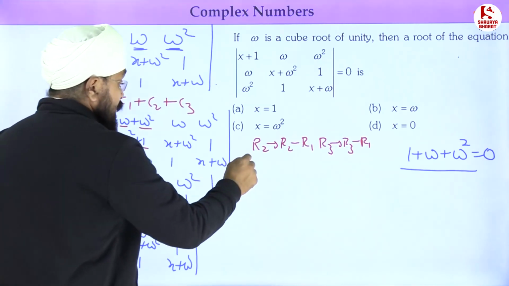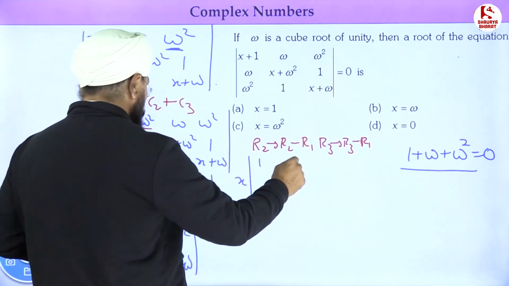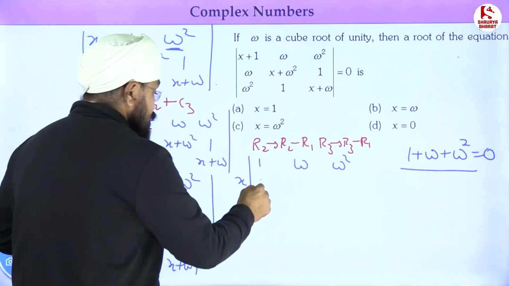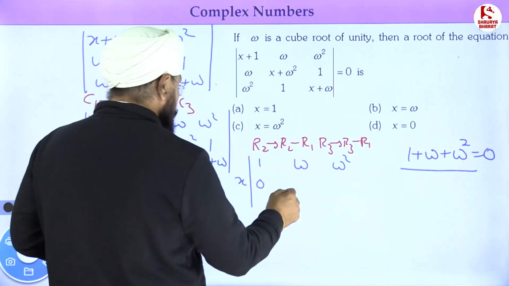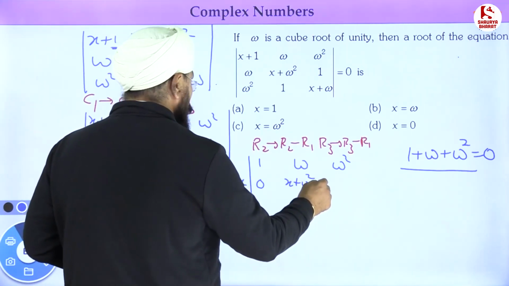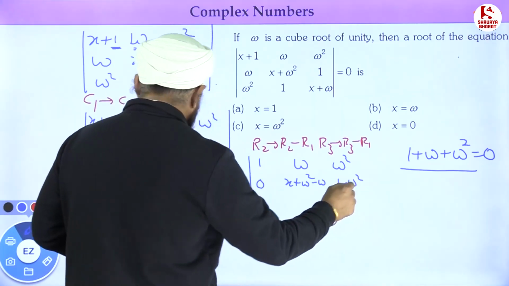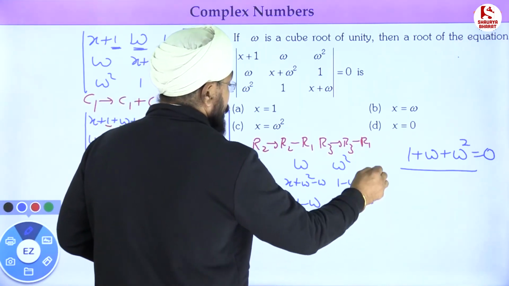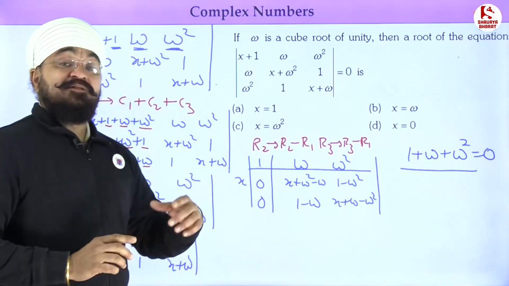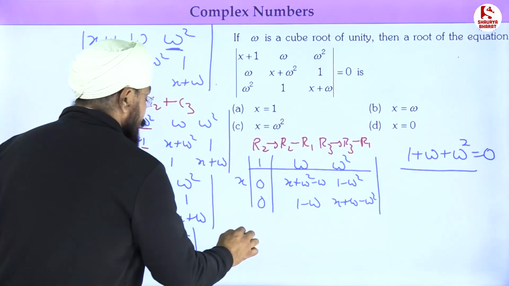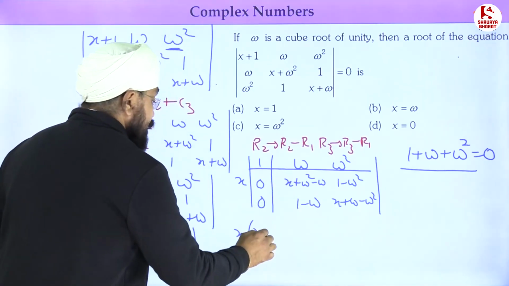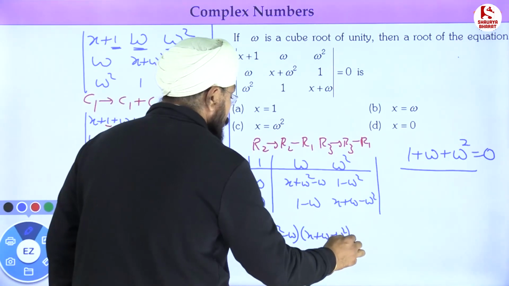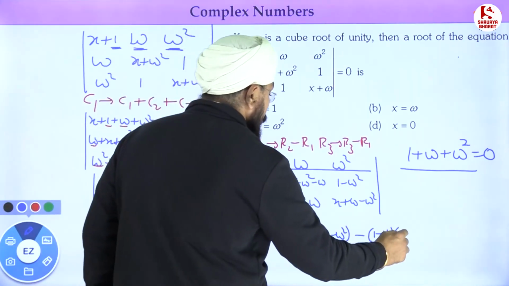What we will have is very simple now. X is already there outside, so we have 1, omega and omega square in the first row. When you subtract, this will become 0. When you subtract, this becomes x plus omega square minus omega. Then if you subtract 1 minus omega square, again subtract 0, this becomes 1 minus omega, and this becomes x plus omega minus omega square. Now expanding along column number 1, we have x multiplied by the 2, (x plus omega square minus omega) multiplied by (x plus omega minus omega square), and these two multiply, which is (1 minus omega) and (1 minus omega square).